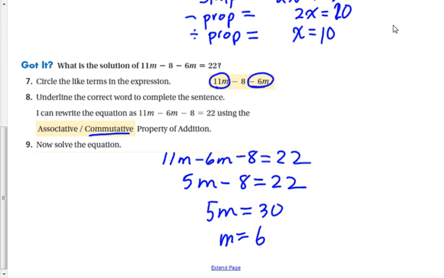So again, I skipped some steps here, but notice that instead of showing the distributive property here, I just simplified that to 5m. So I just combined the like terms there. And I didn't show where I was adding 8 to both sides here, and where I was dividing both sides by 5 to get the result m equals 6.